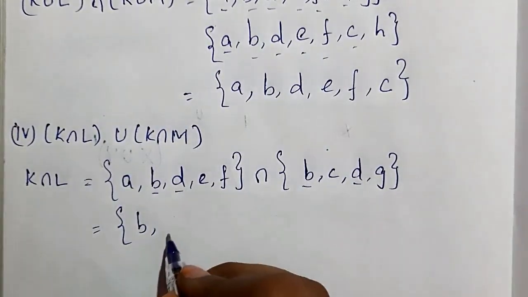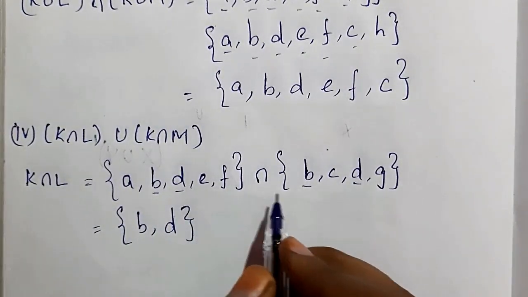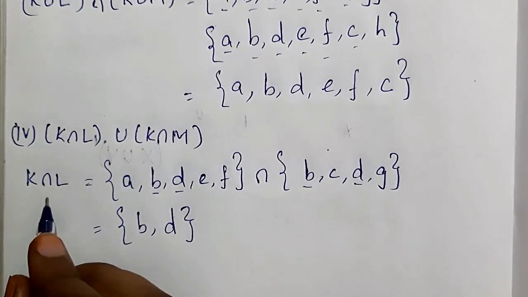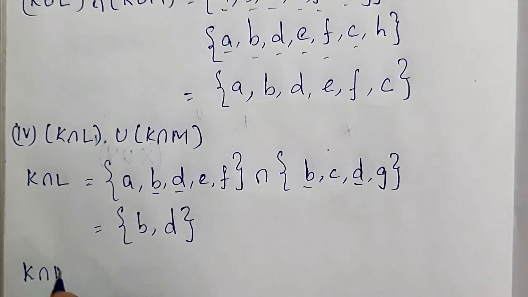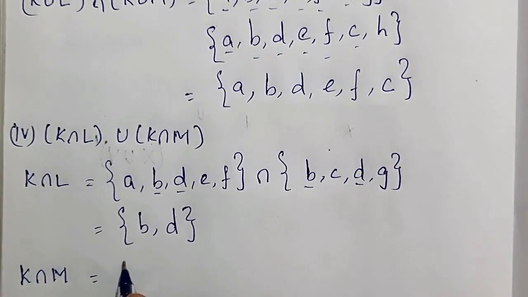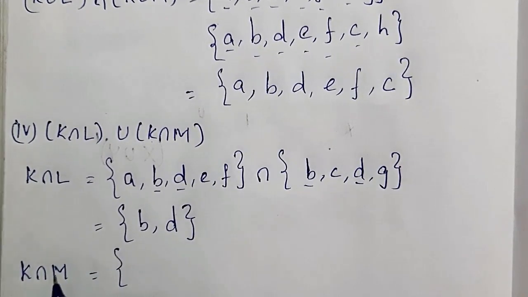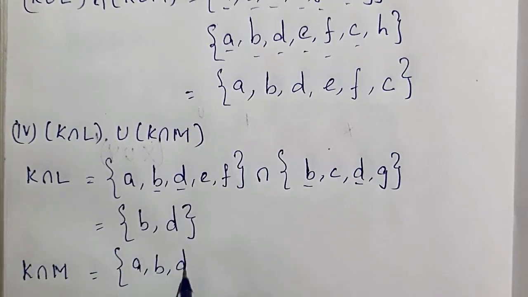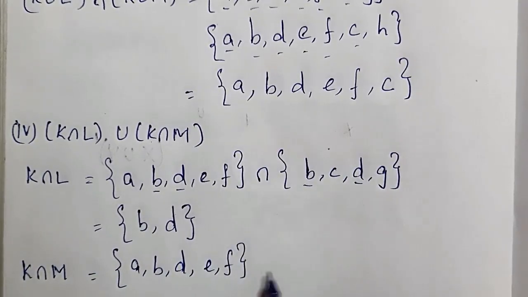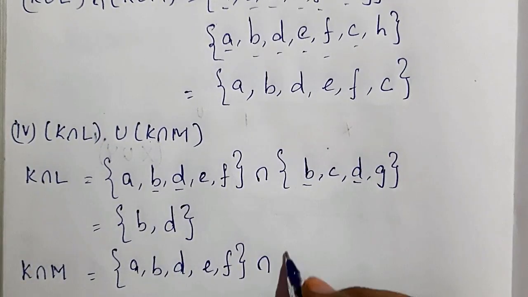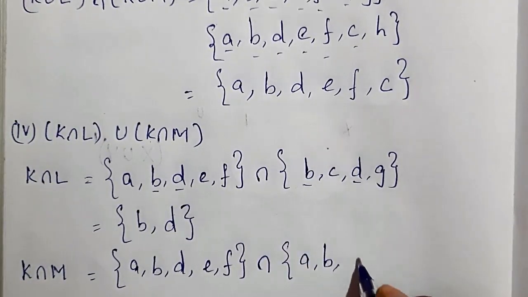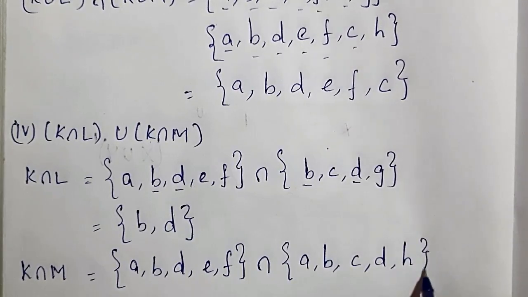D is common. Any other? No other. Okay. K intersection L is over. Now K intersection M. Write K elements A, B, D, E, F. Intersection M elements are A, B, C, D, H.